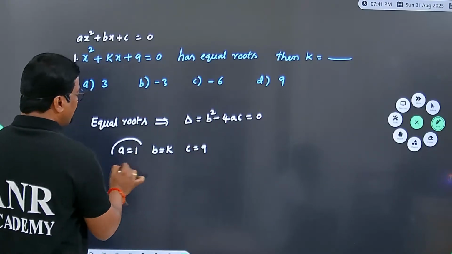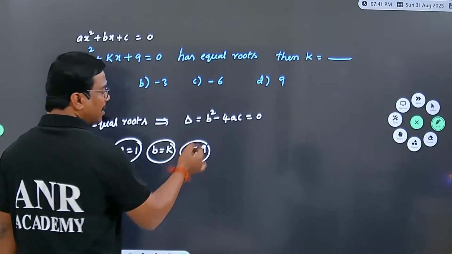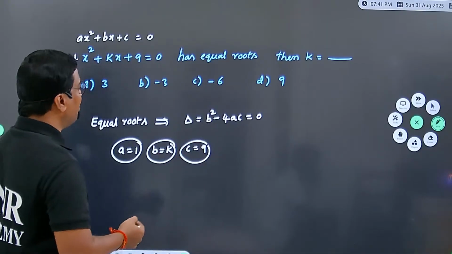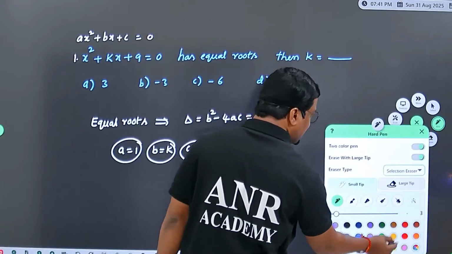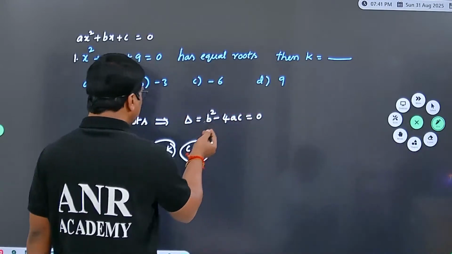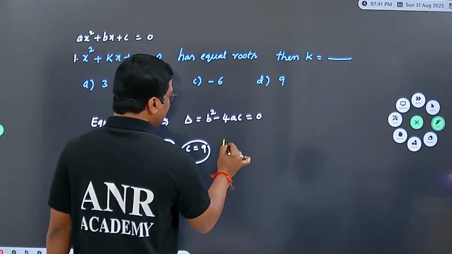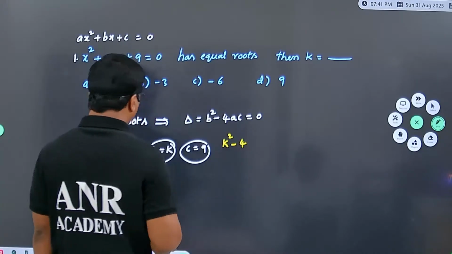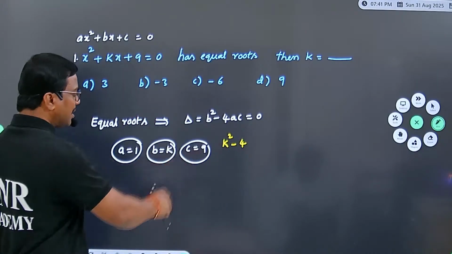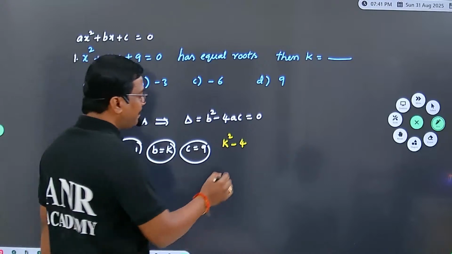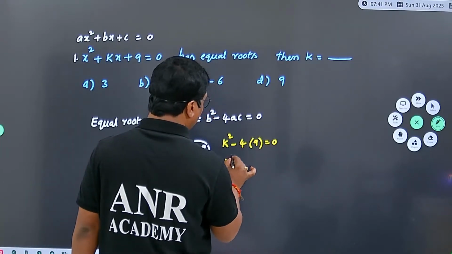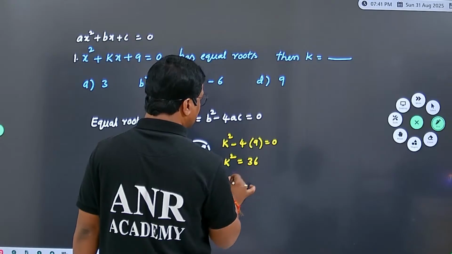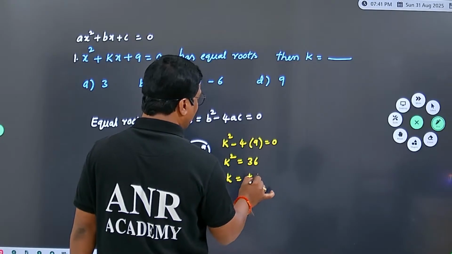Substituting the value of a, b, c in this, we get the value of the constant. I am going to substitute a, b, c values in this. See, b square is clearly k square. Next, minus 4 multiplied by a into c, that is 1 into 9, becomes 9, equal to 0. Therefore, k square equal to 36 and the value of k is plus or minus 6.